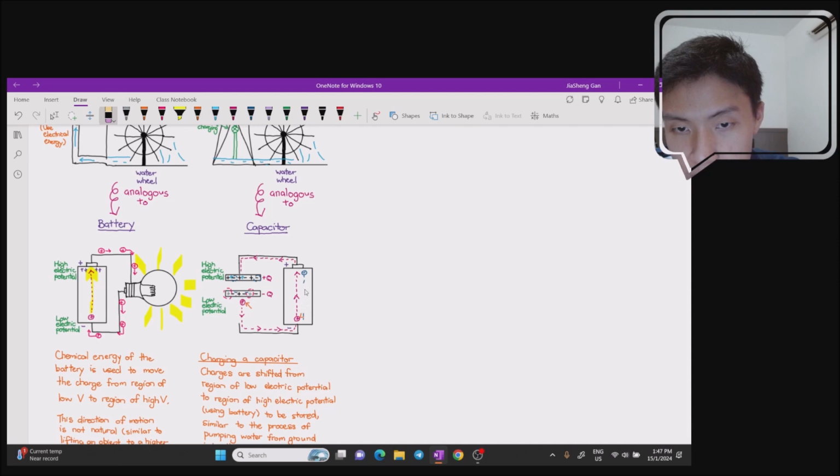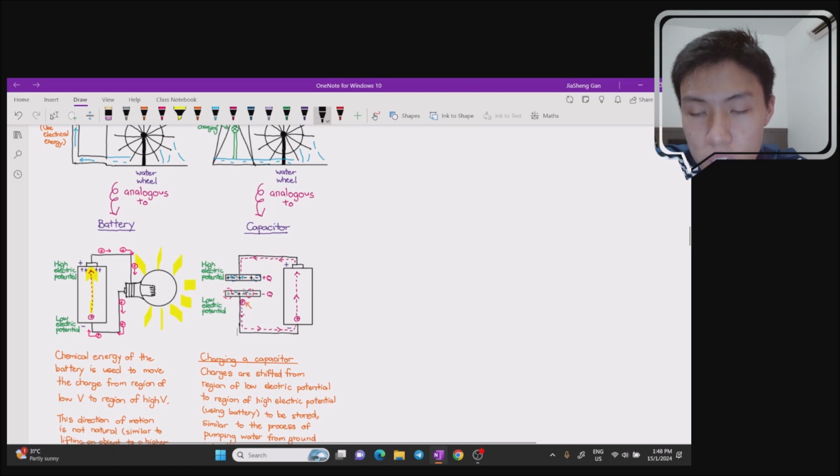We will not discuss electrons in this situation, so let me remove the negative one. Okay, so just focus on the positive charges. In this case, what happened is your positive charge, which was initially at this plate, will get shifted to another plate over here. When it gets shifted to another plate, this region here will be high electric potential, whereas this region here will be low electric potential. So slowly you create a potential difference across these two plates over here.